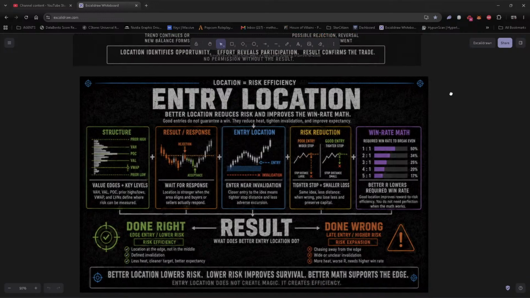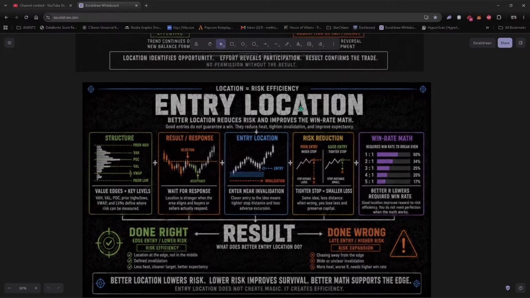We're almost done here. Then we'll get into the backtesting. And we're going to try to integrate all this while we're doing the backtesting. It's not going to be fast. It's going to be really slow. We'll fast forward through the action a little bit. Location equals risk efficiency. Better location reduces risk and improves the win rate math. Good entries don't guarantee a win. They reduce heat, stress, anxiety, tighten invalidation, and improve positive expectancy. We expect that this will work more than it won't.